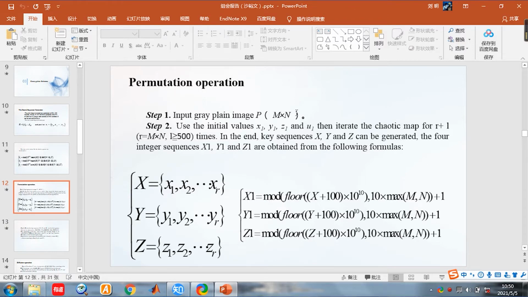Permutation operation. Step 1. Input gray plain image P. Step 2. Use the initial values S1, Y1, Z1, and U1. Then iterate the chaotic map for this many times. In the end, the K sequence SYZ can be generated. The integer sequences S1, Y1, Z1 are obtained from the following formulas.